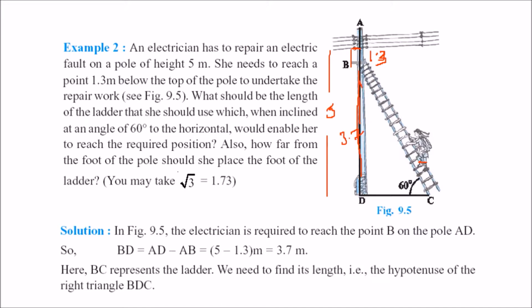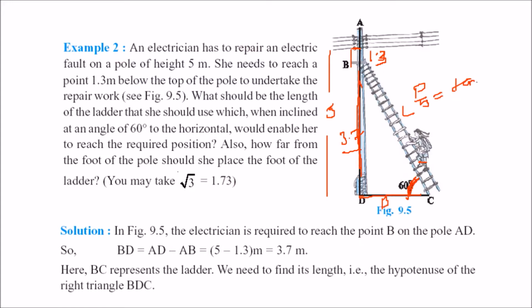Now this distance is known. This is not known. The angle is 60 degree which this ladder is making. So the question says we have to find out the length of the ladder and the distance, how far from the foot of the pole this needs to be placed. So now again, same stuff, 60 degree, this is known, this is your base. So perpendicular by base is what?